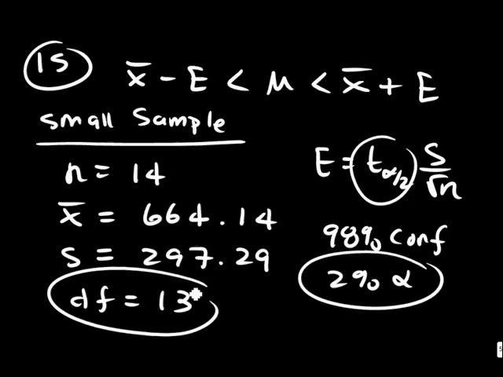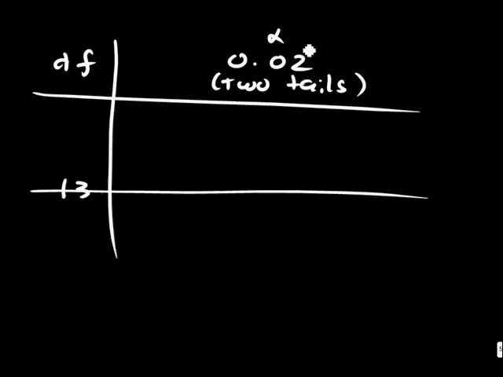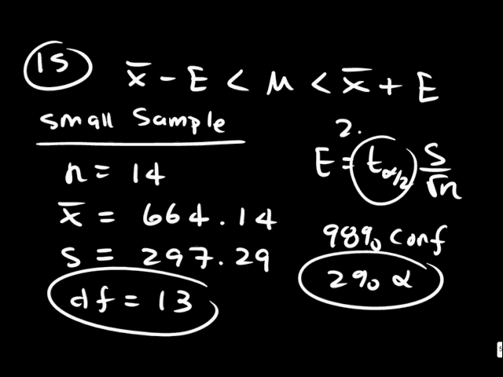So we are going to look for, on our t table, the 13th row, 0.02 alpha value, level of significance, and 2 tails. What we find is a t alpha over 2 value of 2.650 in the intersection. This is what we're going to use. This is 2.650. We are given a standard deviation and we have the sample size.